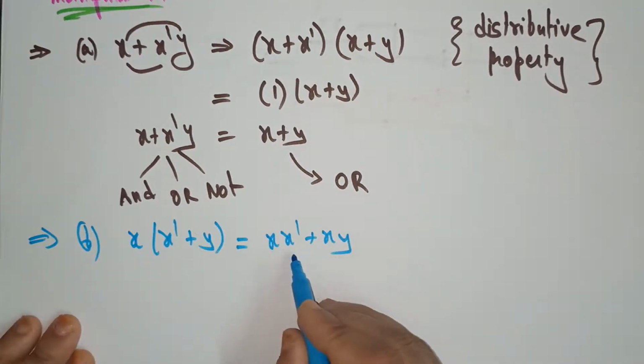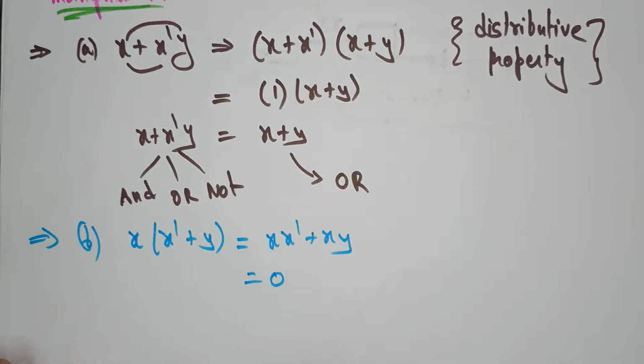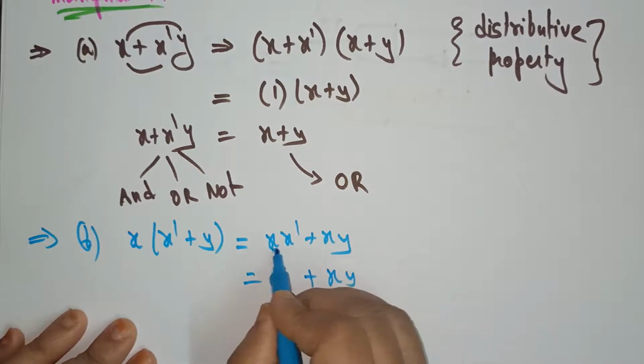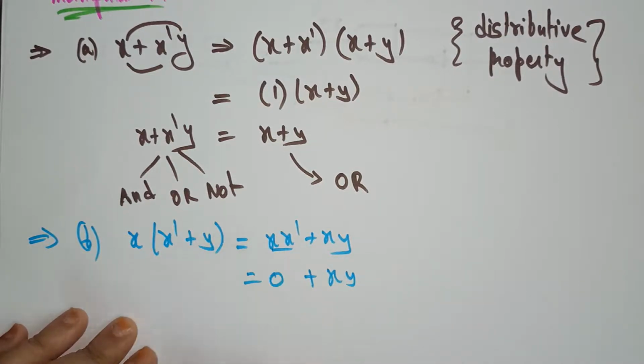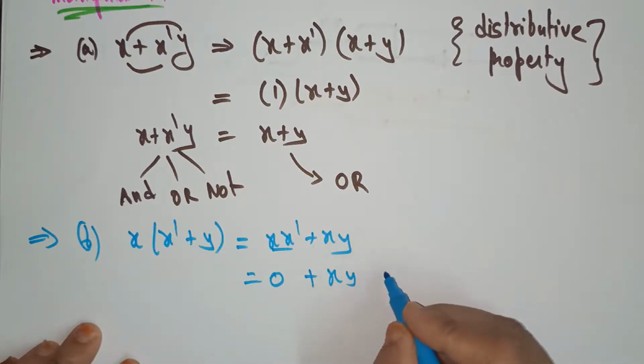So x into x dash is nothing but 0. Right or wrong? One is positive and another is negative, meaning it's the opposite. Like 2 into 1 by 2, you will get only 1. In the same way, here x into x dash is nothing but a 0. Both are cancelled, and whenever both are cancelled, it becomes 0. Plus x y. So this is another formula. Remember, students: x into x dash, y into y dash, a into a dash, b into b dash. If you get terms like this, it is a 0. So 0 plus x y is nothing but x y.